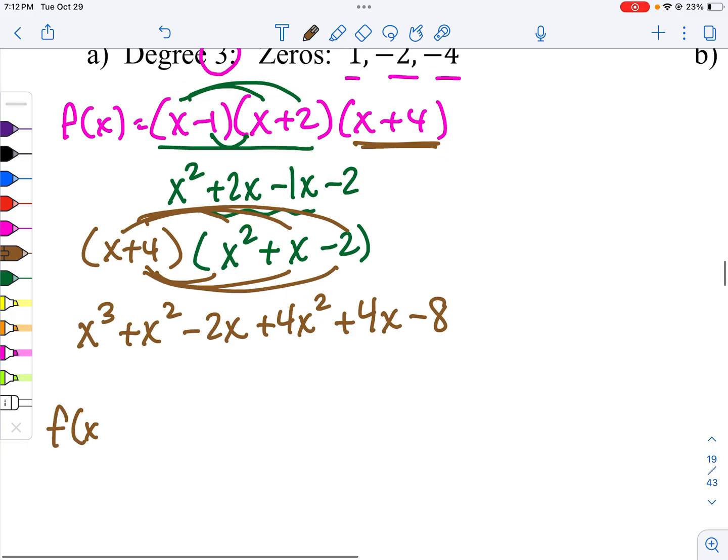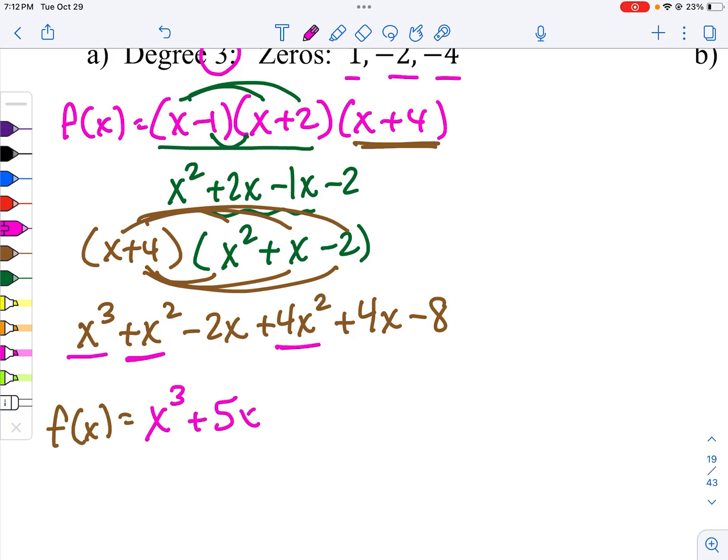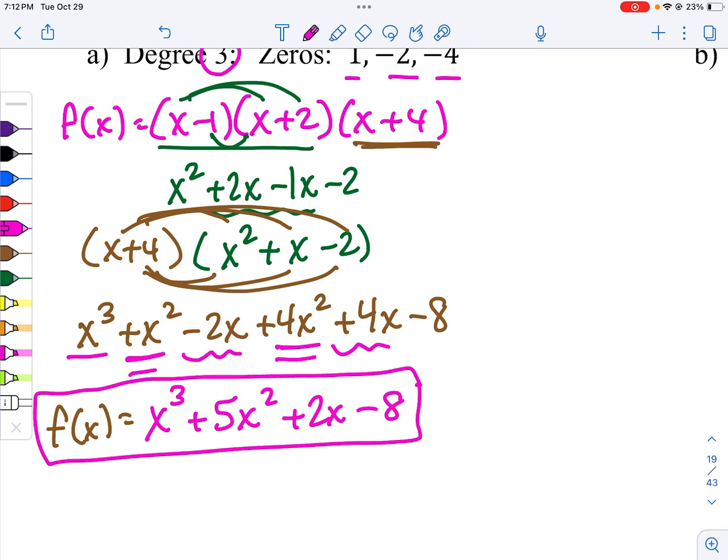Our last step is to simplify. So I've got just an x to the third, so there's nothing to combine there, but that gives me my degree 3. I've got a 1x squared and a 4x squared, so that gives me 5x squared. Okay, I've got a minus 2x and a plus 4x, so that gives me plus 2x. And then at the end, I've got that minus 8.